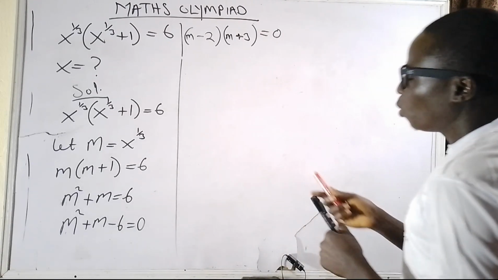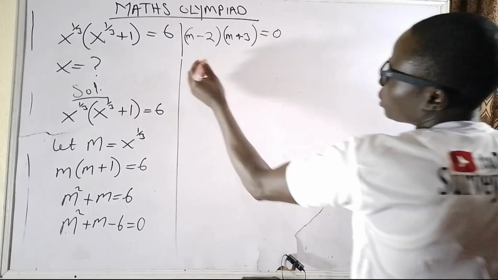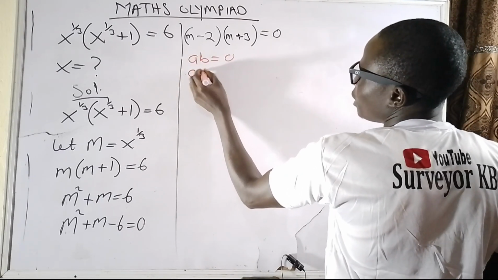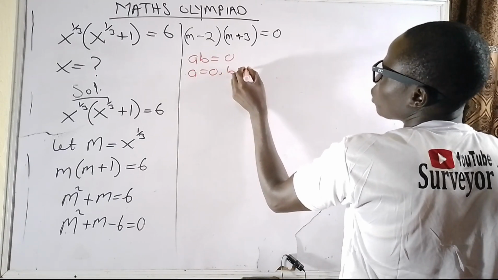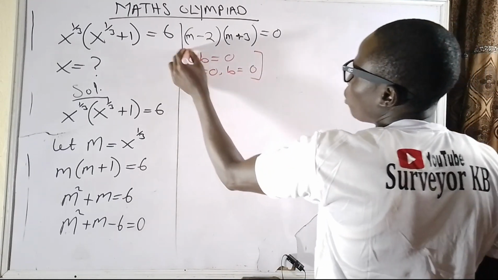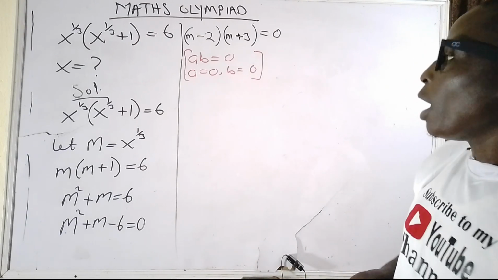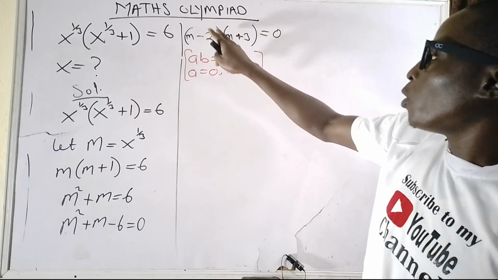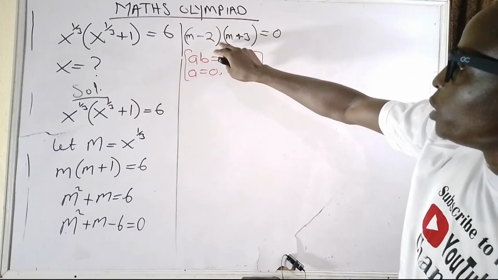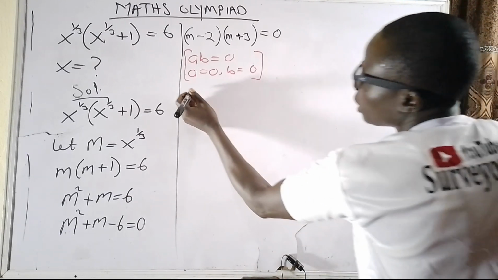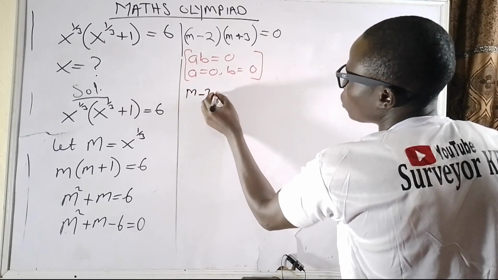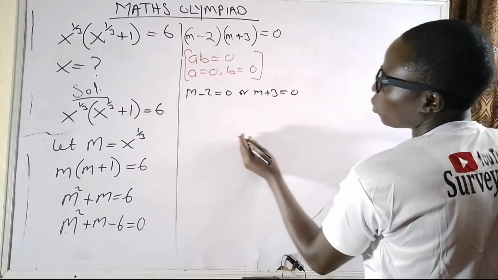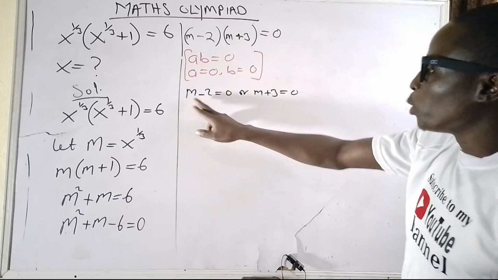So we remember that when a multiplying b is equal to 0, that means it's either a is equal to 0 or b is equal to 0, but one of these two must be equal to 0. Having understood this concept will definitely help us in solving this particular question. So that means it's either the first bracket m minus 2 is equal to 0 or m plus 3 is equal to 0. I'm looking for m.